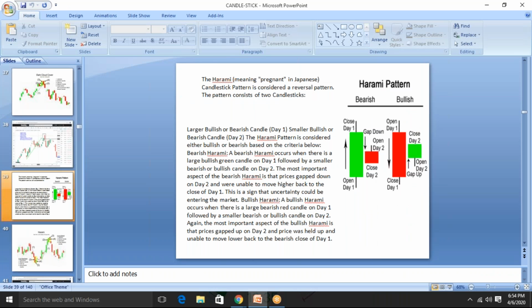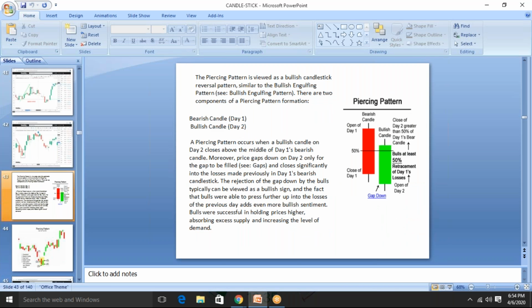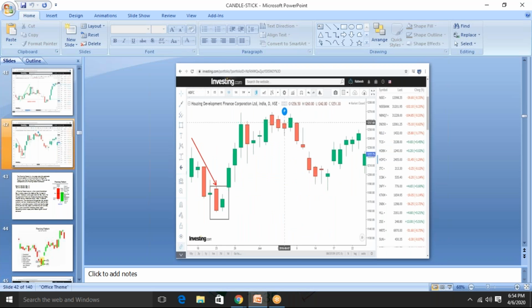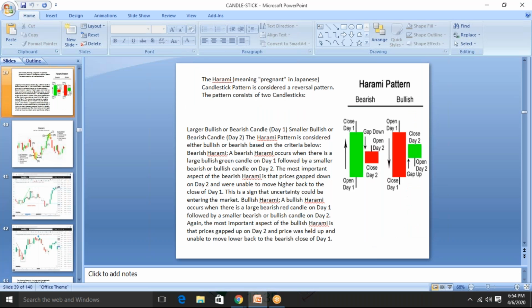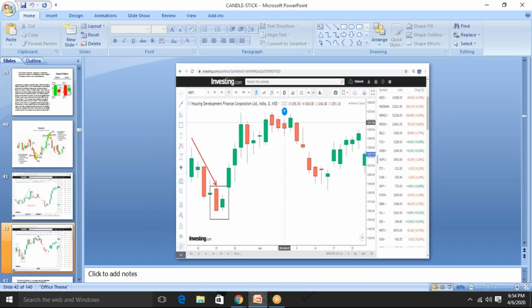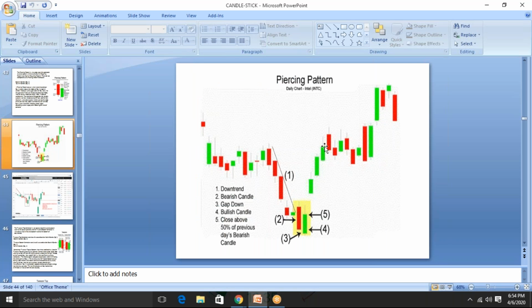Now it comes to the next part. Dark cloud cover is fine. Now first I will discuss the piercing pattern, then I will discuss the harami part. Because both are similar, first I will discuss the piercing pattern. So what is piercing? The piercing pattern is similar to dark cloud cover. The only difference is there should be a downtrend in the market.